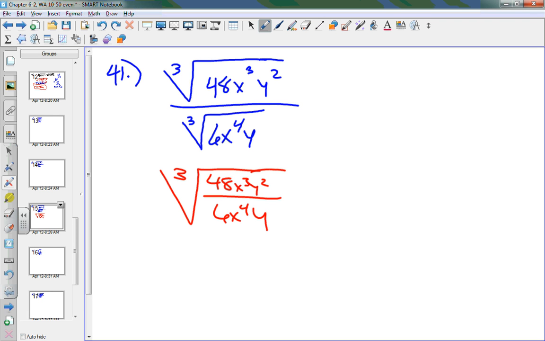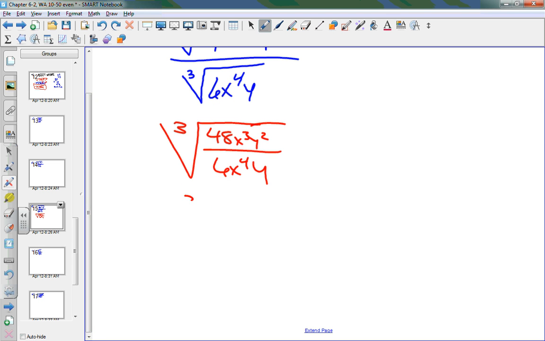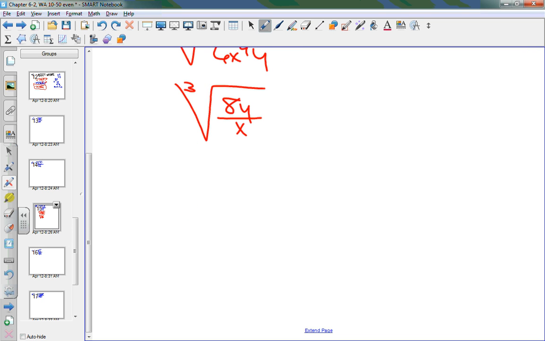Is 48 divisible by 6? Yes, it is. What is 48 divided by 6? How many x's are up top? How many x's are on the bottom? So how many x's are left? There's one x left on the bottom. How many y's do I have? You got one y on the top. I have y squared on the top and y on the bottom, leaving one y on top. Okay, divorce them.